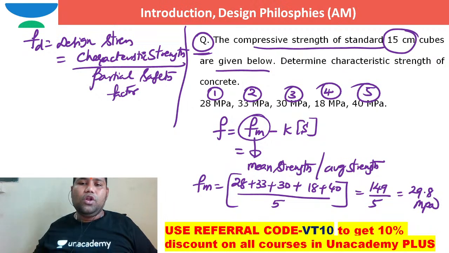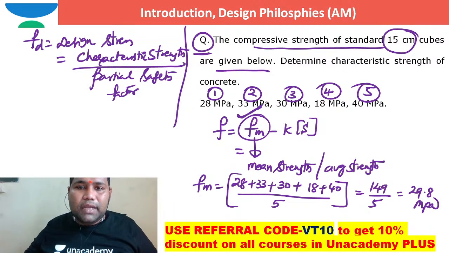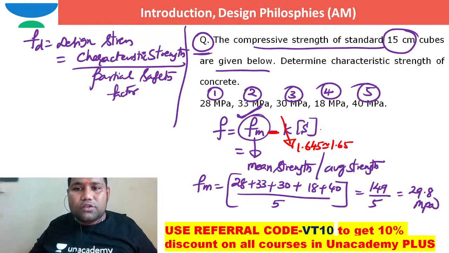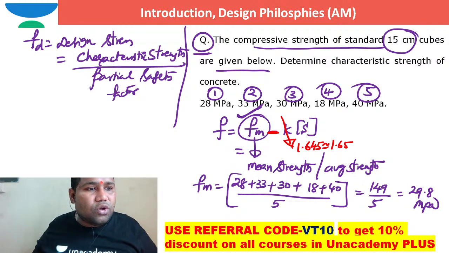This you can do. Now after I work out this mean strength, the question is, sir, how to work out the value of k? The value of k at a 5 percent probability is minus 1.645. That minus sign is already kept here, so I can write 1.645. We can call it 1.65 also. Okay, that k value is also known to me.